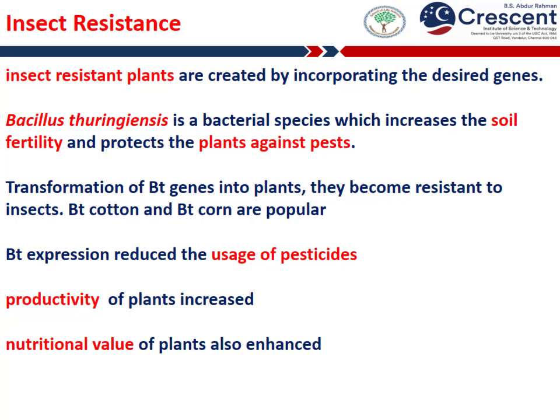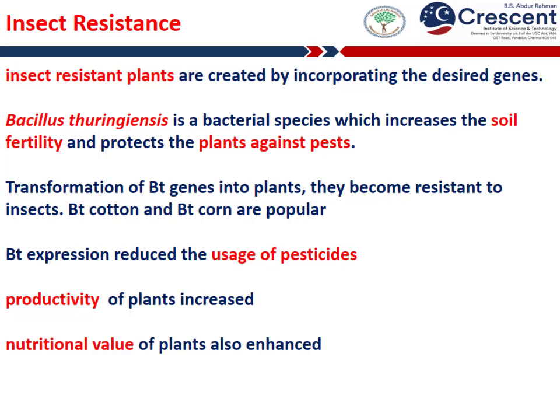Bacillus thuringiensis is a bacterial species which increases soil fertility and protects the plants against pests. When the researchers mapped its genome, they used its genes to incorporate into the plant to make it resistant against insects. For example, corn, cotton, and potatoes have been made insect resistant so far by using Bt. By having the genes of bacteria in the plant's genome, when insects eat the plants, the bacteria enter their bloodstream and make them starve.